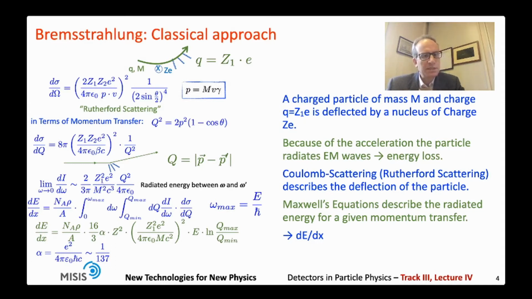And you see that this formula gives you the typical behavior of this energy loss, which is somehow proportional to the density, and there are other important behaviors like the z squared of the nucleus and the z of the particle itself.